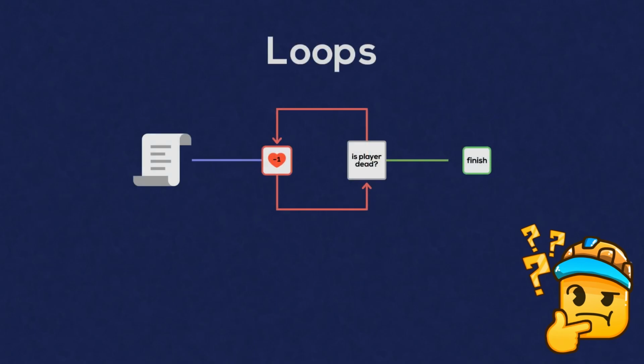To simplify this, we can use one of Luau's loop structures. A loop structure repeatedly runs a section of code until a condition is met. There are three ways to create a loop structure in Luau: a while loop, a repeat loop, and a for loop. We'll cover all of them with our example.